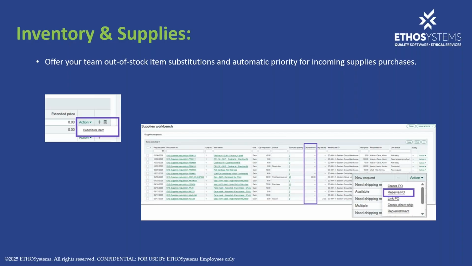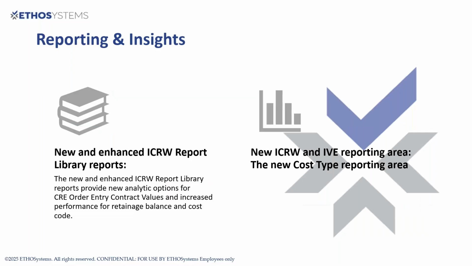Inventory, a couple things. One is we've got new capability around substituting an out of stock item, as well as entering a reserve PO. So you've got capability for your folks, for items that are on order, to actually do a reserve and go ahead and get that prioritized. So better management of out of stock items.